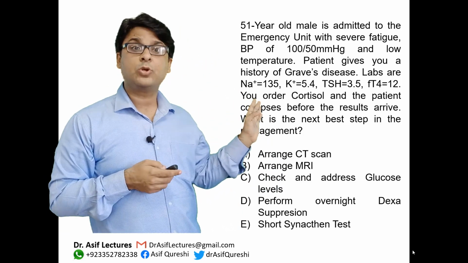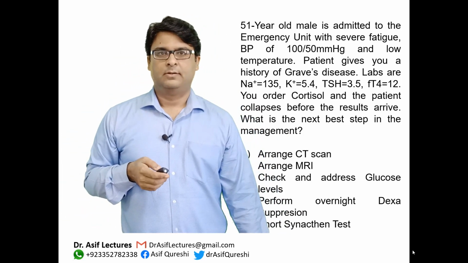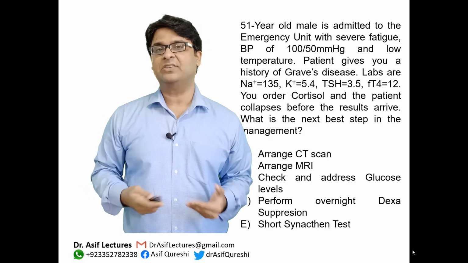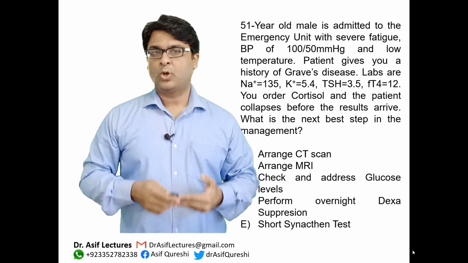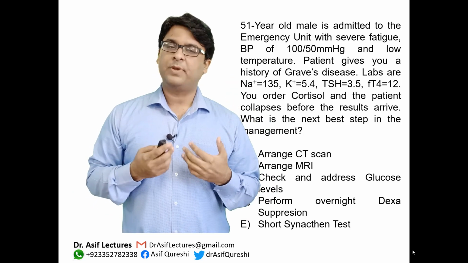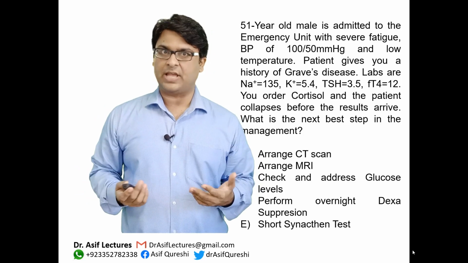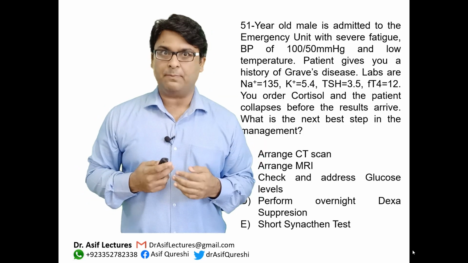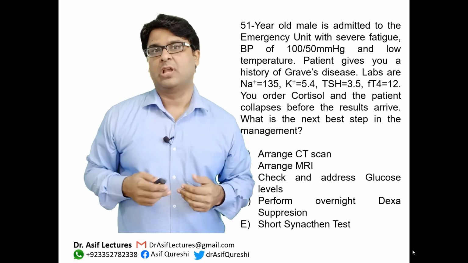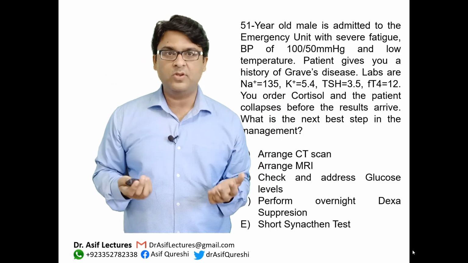The patient gives you the history of Graves' disease. Oh my God, now this is complicated. From the first couple of statements, I thought it's going to be Addison disease because the patient has fatigue, hypotension, and hypothermia. I was thinking of Addison disease, and I'm sure you were also thinking the same. But now they are telling you the patient has a history of Graves' disease, something to do with a thyroid problem. My God, they're confusing me.